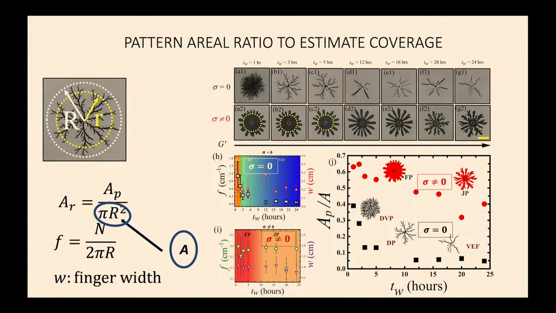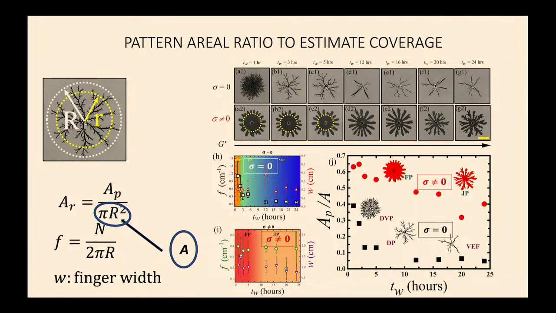Okay, so once the pattern is not really developing anymore, that's our T equal to the end of the experiment. The area that the fully developed morphology covers, we call AP, and we divide it by the area of the smallest circle that can enclose the entire pattern that we see.